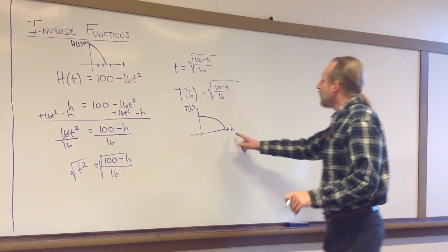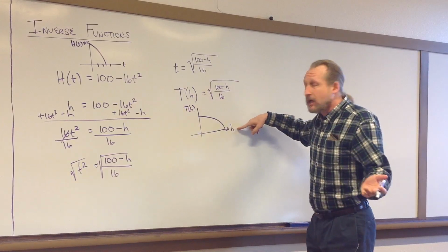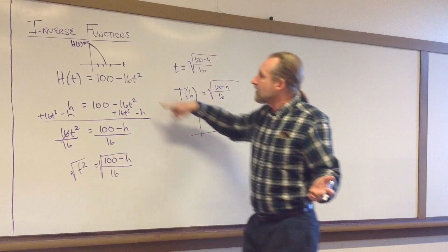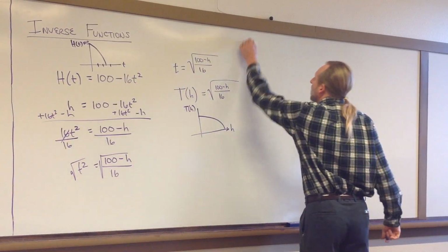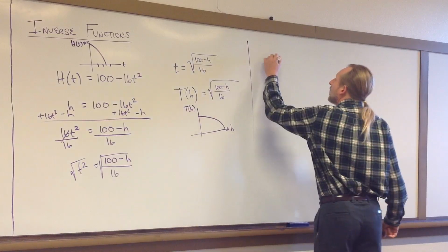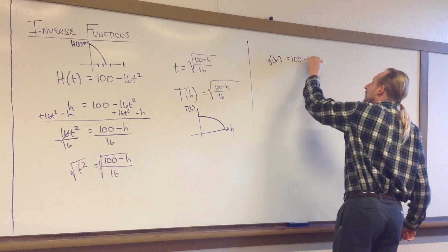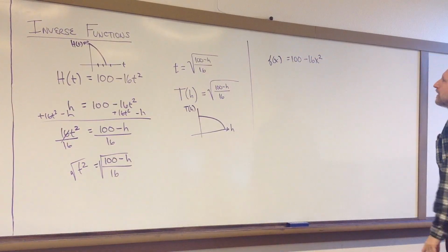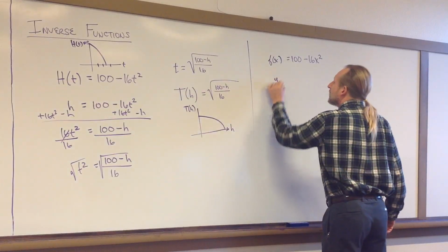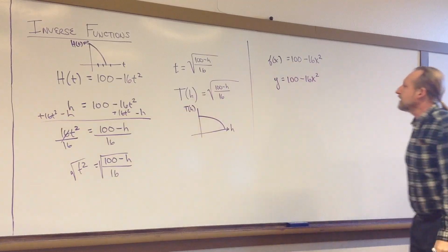Okay, so we just swapped the axes. The h is the independent variable, so we put it on the x-axis. Here the t was the independent variable, so we put that on the x-axis. Now, if we started out with f of x is 100 minus 16x squared, and then we wanted an inverse function for that, we'll start out with y equals 100 minus 16x squared.